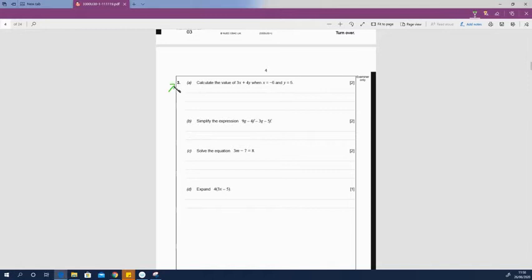Question 3 asks us to calculate the value of 3x plus 4y when x is minus 6 and y is 5. So I'm going to substitute x equals minus 6 in here and y equals 5 in here. The first value, 3 times minus 6, is minus 18. And then plus 4 times y, which is 5. 4 5s are 20. Minus 18 plus 20 is minus 2, and that's the answer.